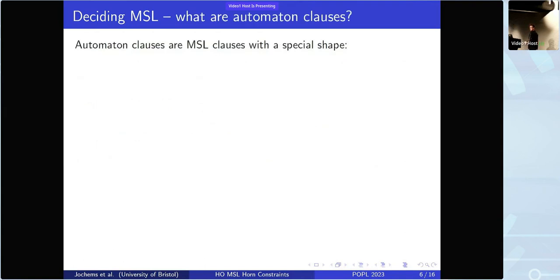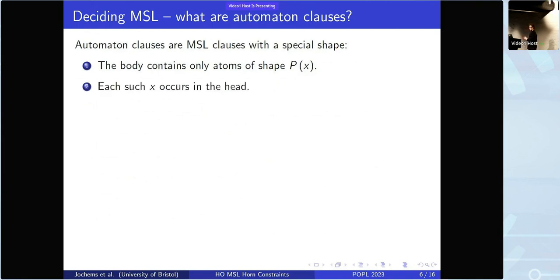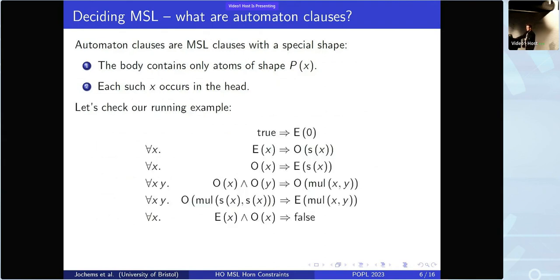Automaton clauses are just MSL clauses with a specific shape. The body can only contain very shallow atoms, so a predicate applied to one bare variable. And this variable is required to be a part of the head. So let's check our running example. If we look at the first criterion, there's only one clause that violates this, namely this one, because the atom in the body contains two function symbols, 3 function symbols actually, and that's not allowed. And for the second criterion, only the last clause violates that, because the X is not bound by the head.